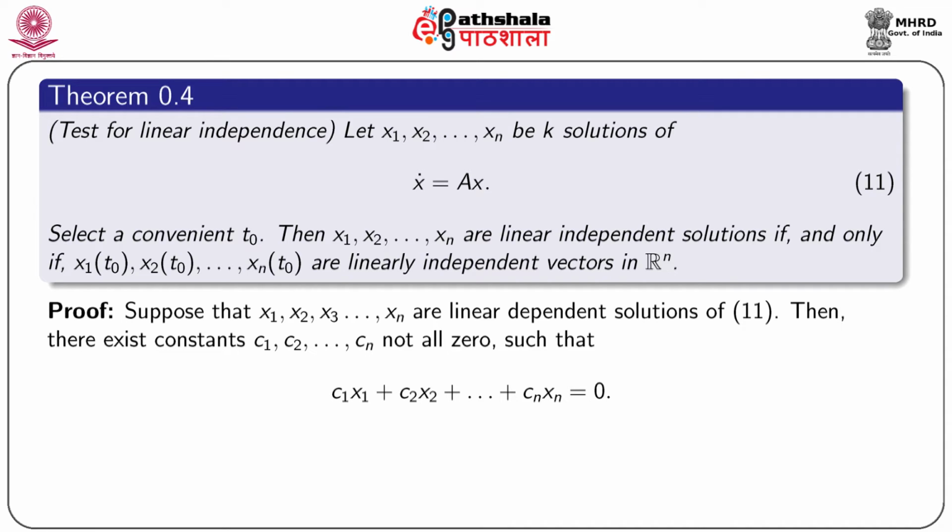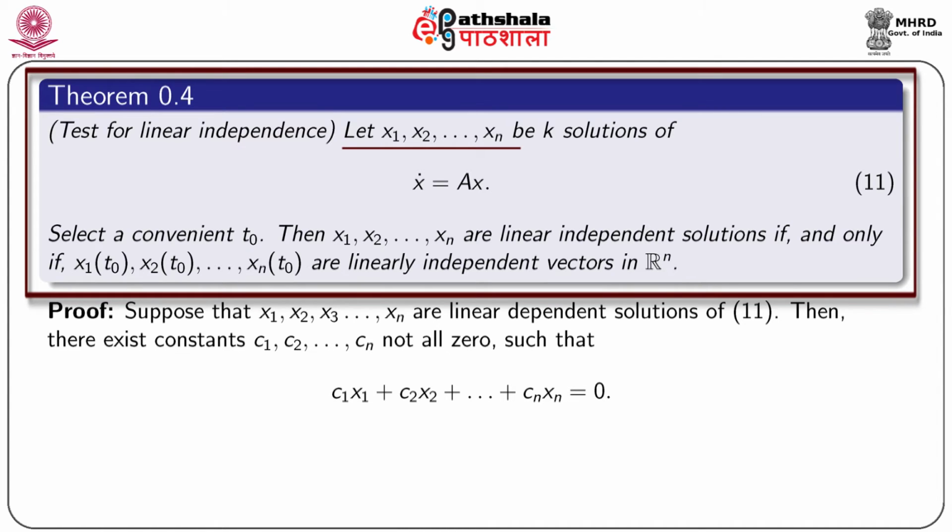In this theorem, we have a test for linear independence. Let x1, x2, ..., xn be solutions of the differential equation dx/dt = Ax. We select a convenient t0, then x1, x2, ..., xn are linearly independent solutions if and only if x1(t0), x2(t0), ..., xn(t0) are linearly independent vectors in Rn.